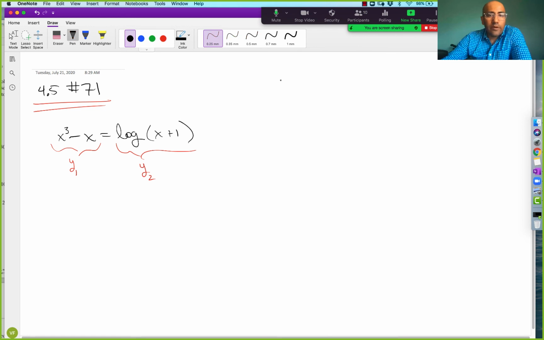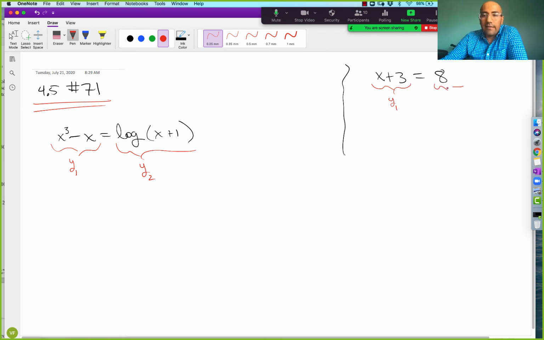As an example real quick, let's consider this for a second. Let's say I just wanted to solve, when is x plus 3 equal to 8? Simple enough question. Sure, the answer is 5. Okay, we could do it that way. Or we can do this same strategy of letting this be a function and letting this be a function.